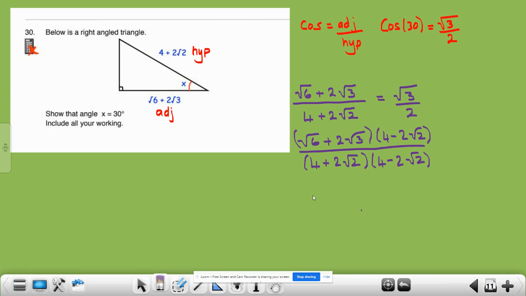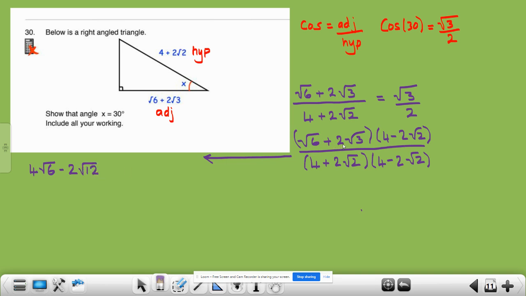Now we've got to multiply out our brackets. I might come over here just so I've got more room. So let's start with this. We've got root 6 times 4, which is just 4 root 6. And then root 6 times minus 2 root 2, which is going to give us minus 2 root 6 times root 2, which is root 12.